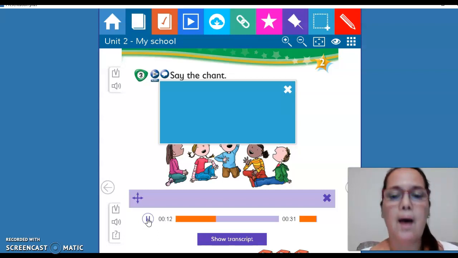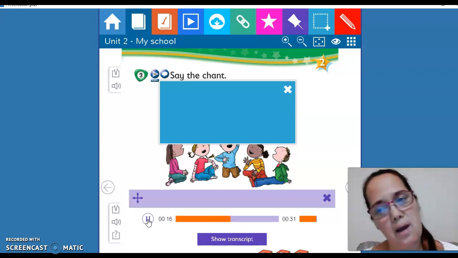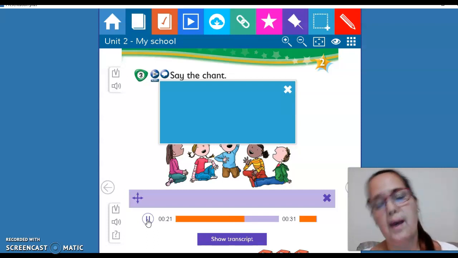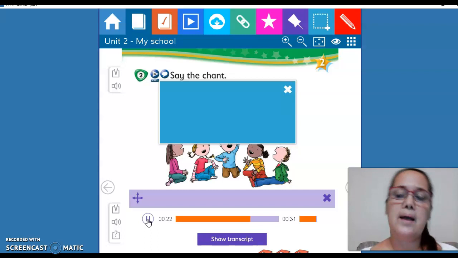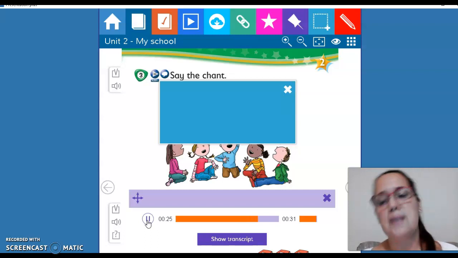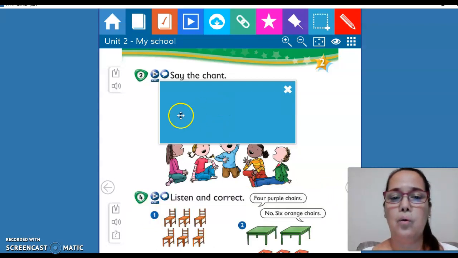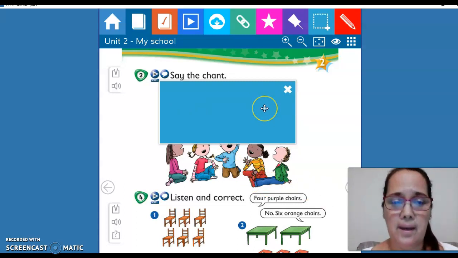A pencil, a book, an eraser, a pen, a table, a chair. Say it again. Excellent, very good. Now, no pictures, no sound, okay? Let's do it. 1, 2, 3.